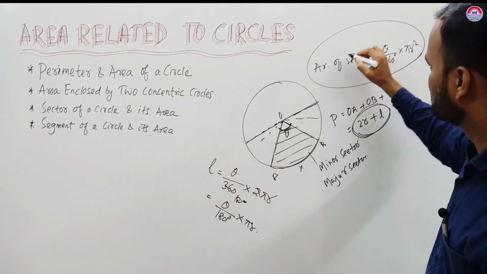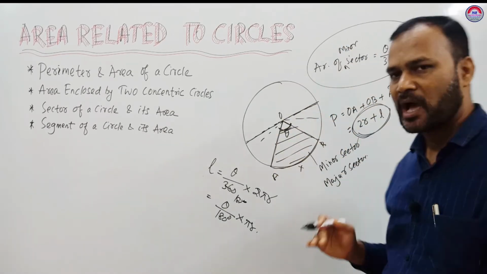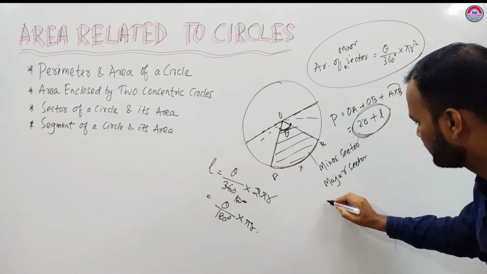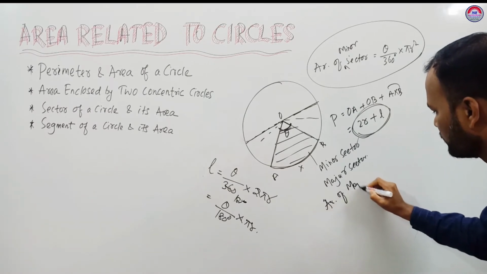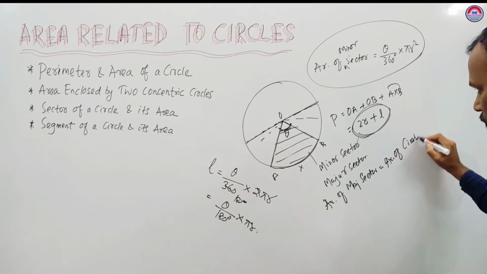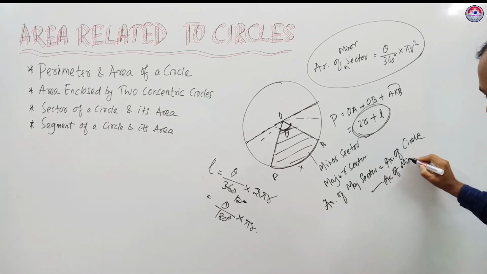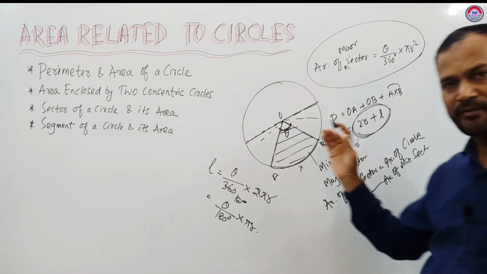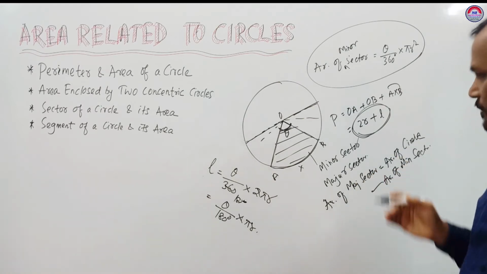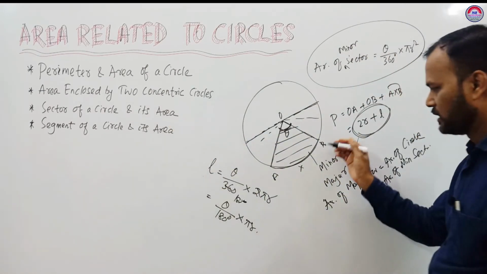Here, this one is the area of the minor sector. If we find the area of the minor sector, how do we find the area of the major sector? It's very easy. The area of the major sector is equal to the area of the circle minus the area of the minor sector. First find the area of the minor sector, then subtract it from the area of the circle, and you get the area of the major sector. So here we discussed the sector and the length of the arc.